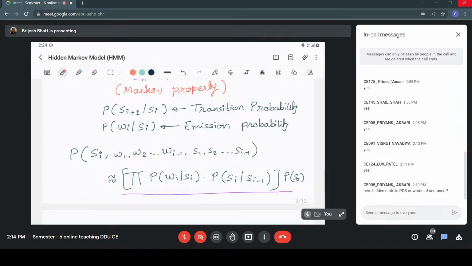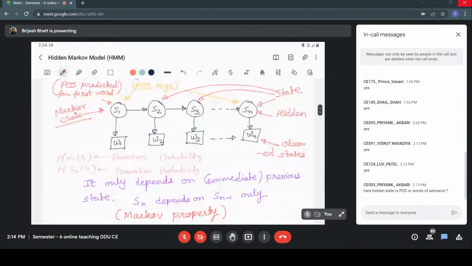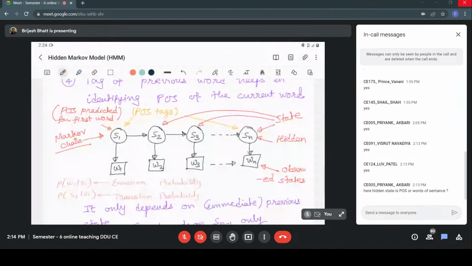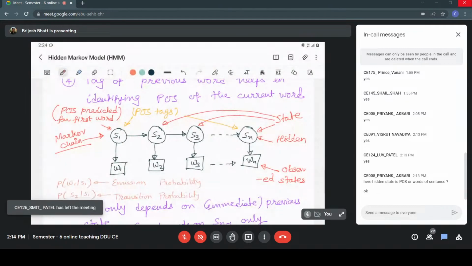Priyank is asking here, is the hidden state the POS or the word of the sentence? Hidden state is part of speech. S, the state, stands for part of speech label. Right? So if you see here, the circles S1, S2, S3 are part of speech labels, and the rectangles W1 to Wn are observed words. So hidden states are part of speech, and observed states are words.